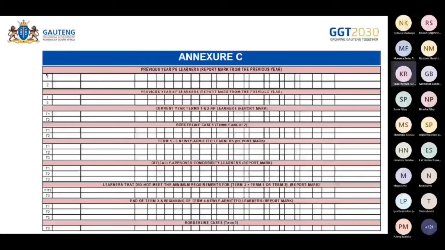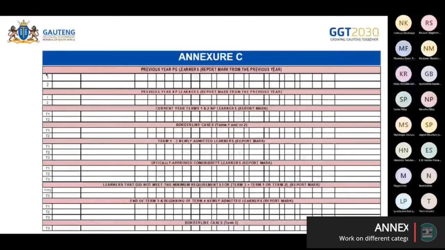And then we come to the newly admitted learners. We populate, colleagues, for term one and term two. That is if they don't appear from the borderline cases, from the retained learners, from the progressed learners. Because even if they are newly admitted, they are captured with their status on SASAMS. So it will say if they were progressed. It will say if they are repeaters. So that is very important, colleagues. And then we'll populate our remote learning learners.